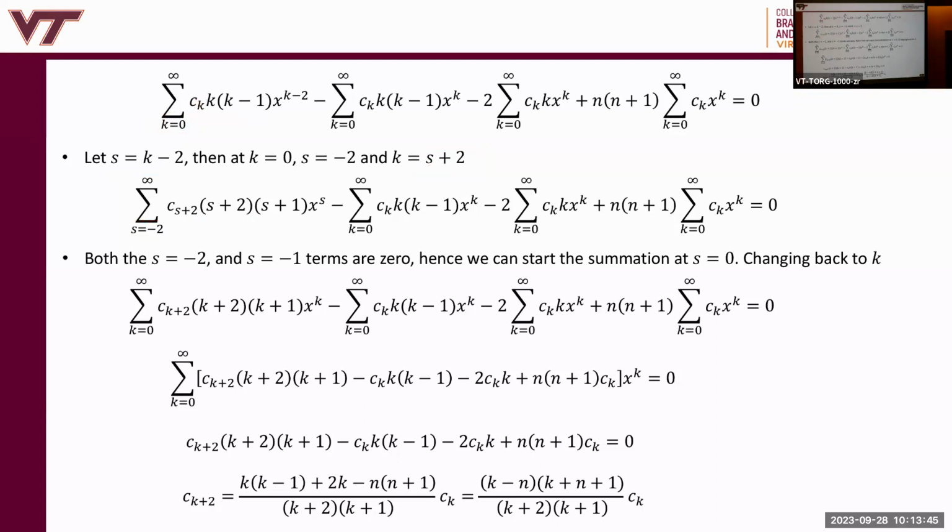Now we have all the same powers, right? It doesn't matter that this one's called k and this one's called s. It's the same thing. But we have this problem, so let's fix that. The s equal to minus 2 and s equal to minus 1 terms are 0. Oh, that's convenient, right? If s is minus 2, then minus 2 plus 2 gives you 0 for that because of the product. Minus 1 plus 1 is 0 for that. So we can rewrite this in terms of k equal to 0, x to the k. Now everything's good. We have the same starting index and the same powers.